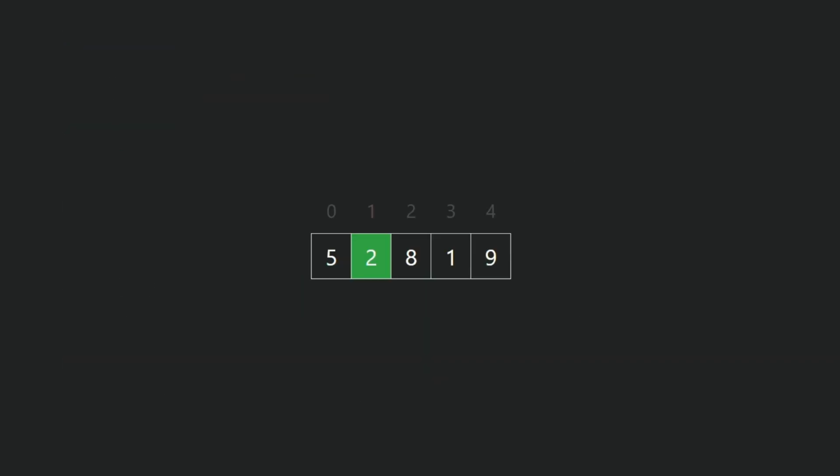Initial, 5, 2, 8, 1, 9. Pass 1. Insert 2. Pass 2. Insert 8. Pass 3. Insert 1, shift 8, 5, 2. Pass 4. Insert 9, no shift. Imagine the left side as a sorted hand, and you're sliding each new number in.